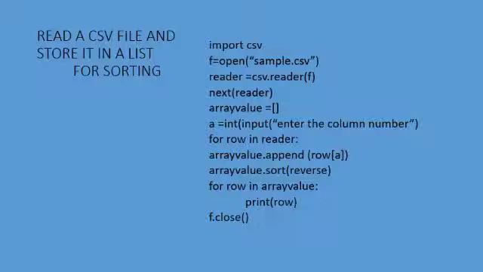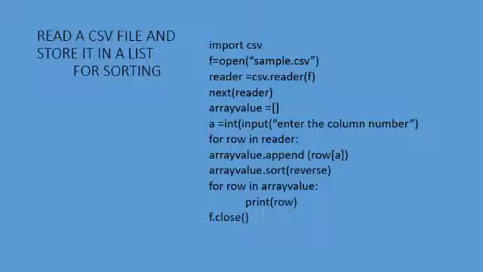Next, a = int(input('Enter the column number')). There are many columns. Based on which column you have to sort, that you can give here. The int function is used to convert the data into integer. The input function is used to get the input value. So it will print 'Enter the column number'. You can enter some number, and that is stored in the variable a. That's all.